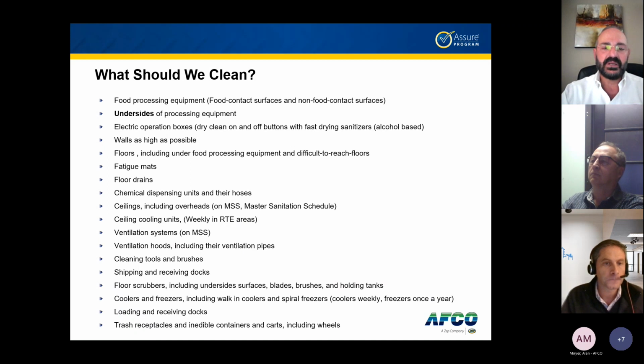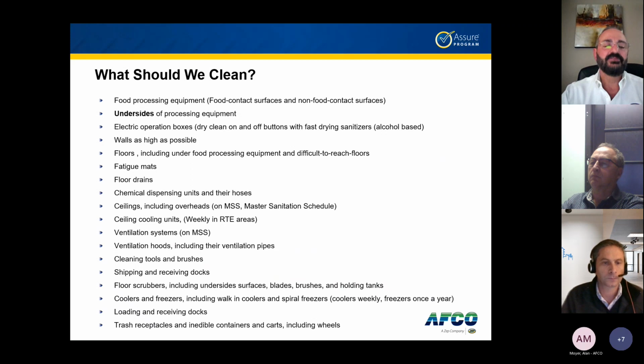Underside of the processing equipment, even the floors under the processing equipment. Electric operation boxes, open those boxes, make sure there's no water sitting inside there and slime, which is a biofilm. Use alcohol to clean the electric boxes. Walls, as high as possible. When you clean them, go as high as you can with the walls. The entire wall should be clean on a regular basis. You have to put it on the SSOPs to clean it from the ceiling to the bottom. The floors, included under food processing equipment, have to be clean.